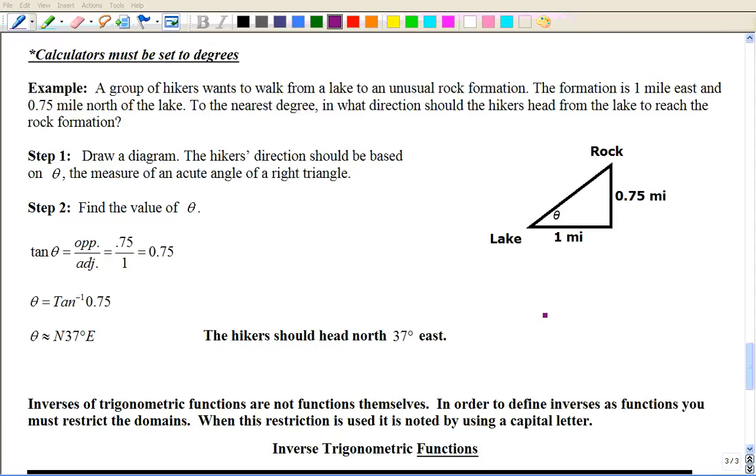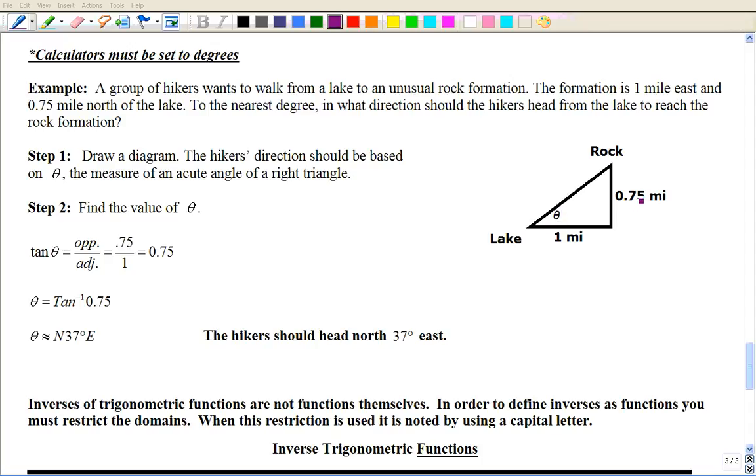Here's our example. A group of hikers wants to walk from a lake to an unusual rock formation. The formation is 1 mile east and 0.75 miles north of the lake. To the nearest degree, in what direction should the hikers head from the lake to reach the rock formation? First of all, here's our picture. There's that 1 mile to the east and 0.75 miles north, and we're getting from the lake to the rock. We are looking for in what direction, so we're looking for this theta right here, this number of degrees they should head.